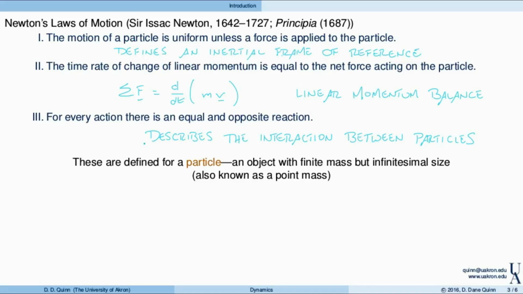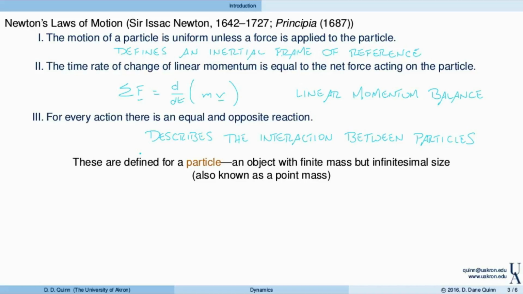Now we keep saying the word particle. Newton's laws of motion are strictly defined for a particle, an object with finite mass but infinitesimal size. So we also sometimes refer to this as a point mass. Later on in the course, we will be dealing with things that have finite size, right? So blocks and disks and rods and those kinds of things.